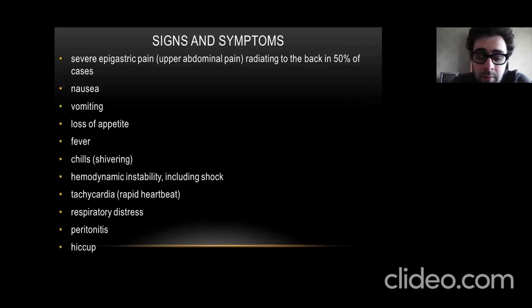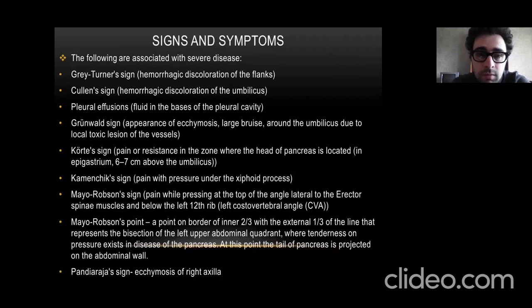Signs and symptoms. The pancreas is innervated from the solar plexus. Because of that, pain is the first symptom. This will be pain from the solar plexus, severe epigastric pain that radiates to the back in 50% of cases. Nausea, vomiting, loss of appetite, fever, like with all infectious diseases, plus there can be hemodynamic instability and other symptoms of organ failure. Why? Because if digestive enzymes come to the systemic blood flow, they can damage everything. First they damage the kidneys, then the lungs. Because of that, there can also be respiratory distress, peritonitis, tachycardia, and symptoms of organ failure.